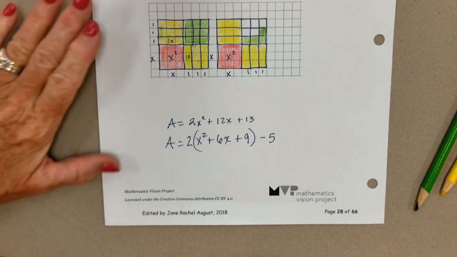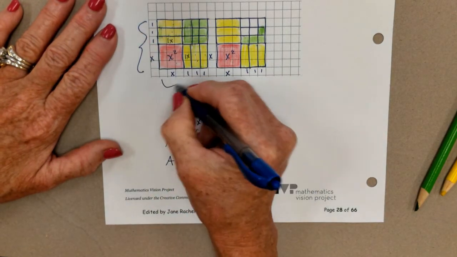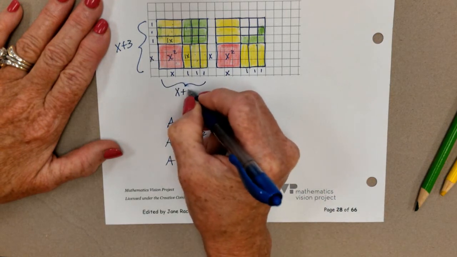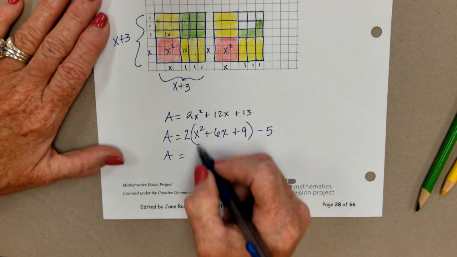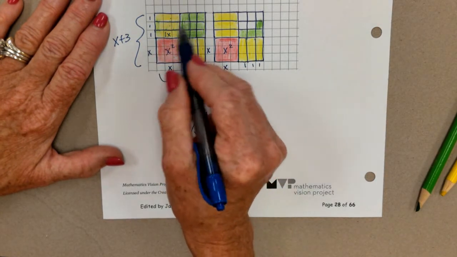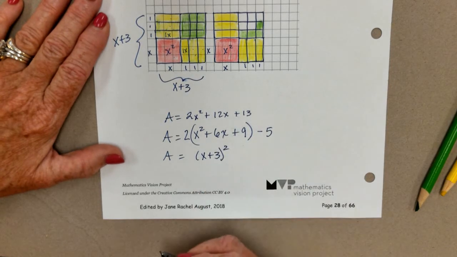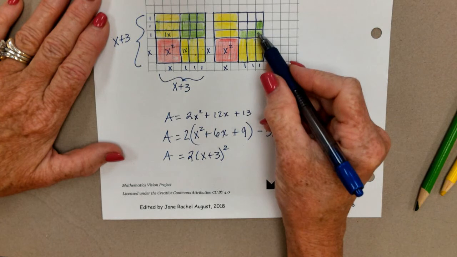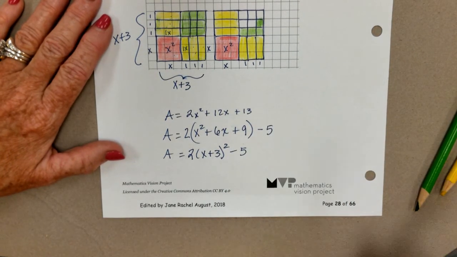And then the last way is to do length times width. So this was x plus 3. That's x plus 3. So this big quilt square was x plus 3 quantity squared. We have 2 of those, but remember we were 5 short, so minus 5. And there's the 3 ways there.